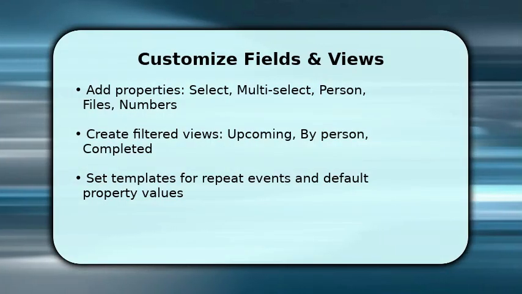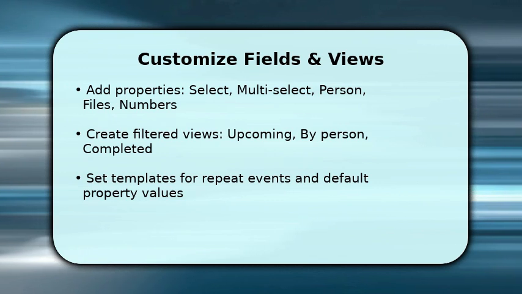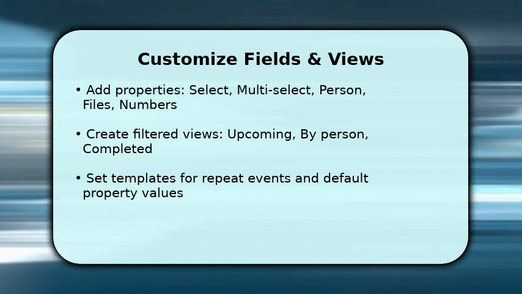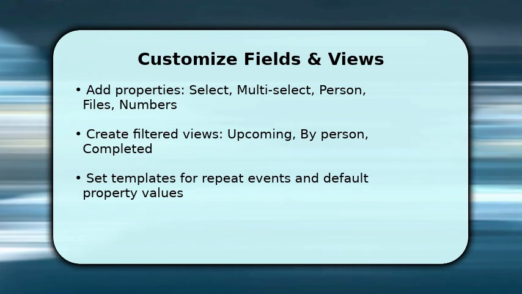Next, define how each calendar entry should behave by adding properties. Select for status, multi-select for tags, person for assignees, and files for attachments. Once done, create filtered calendar views like upcoming, filter date within next 30 days, or by person, filter person contains you. Make templates for recurring events with default properties and pre-filled content so new items are consistent.